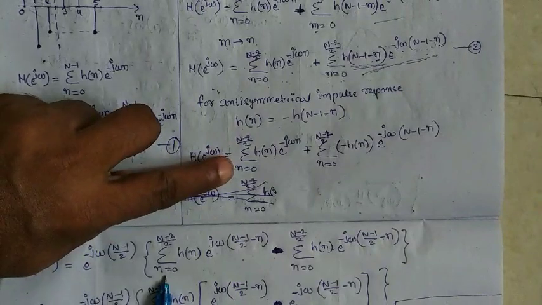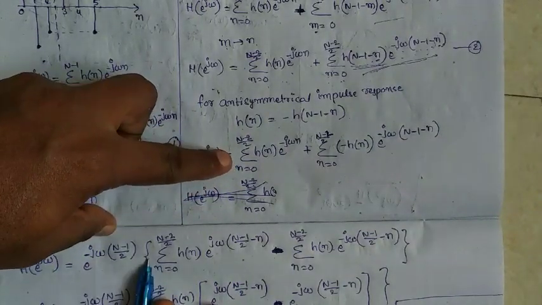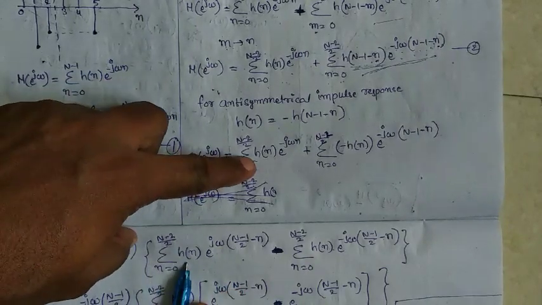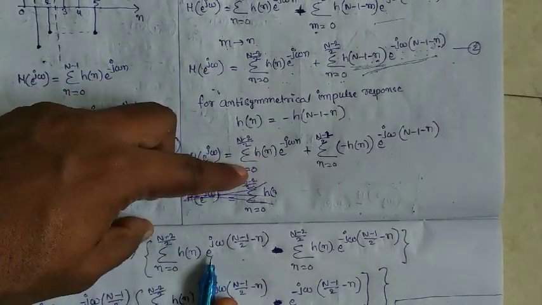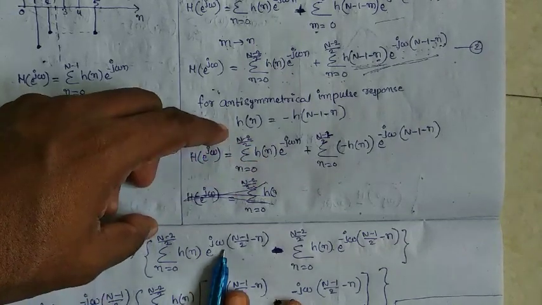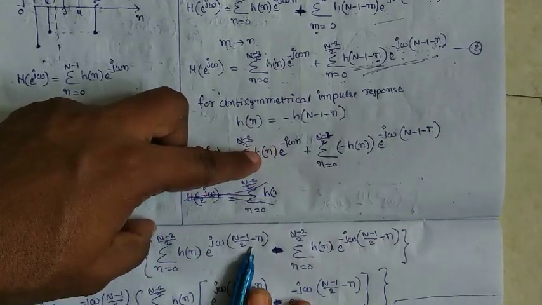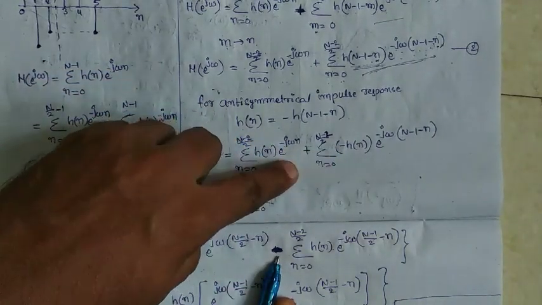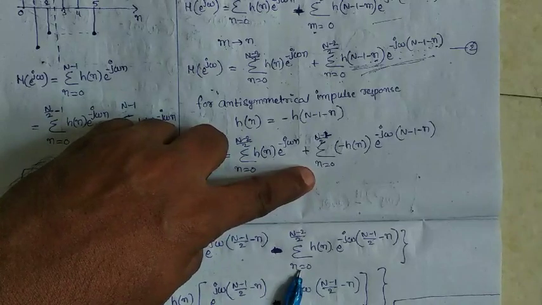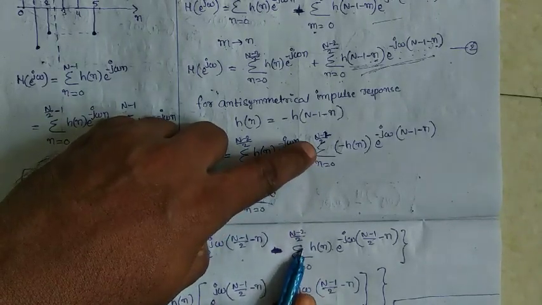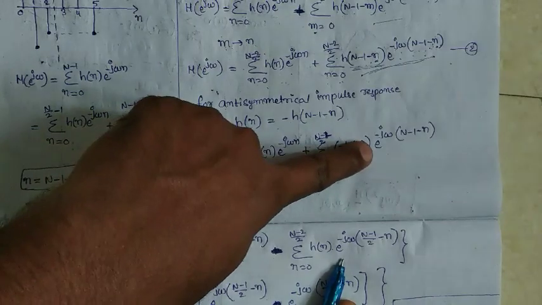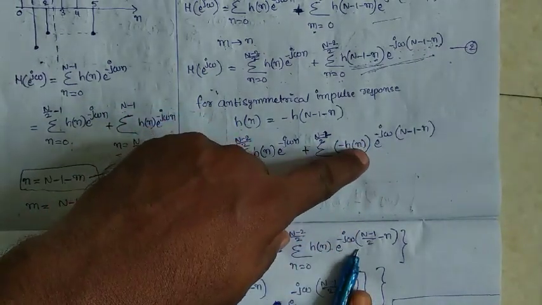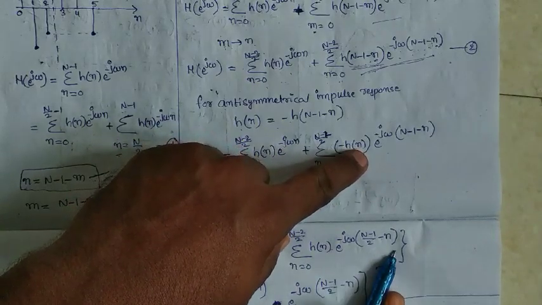The remaining term in the first summation is what? This one into summation n is equal to 0 to (N minus 2) by 2 of h of n. In the first term the remaining term is e power j omega of ((N minus 1) by 2 minus n), plus into minus, it is minus summation n is equal to 0 to (N minus 2) by 2 of h of n e power minus, the remaining term here being e power minus j omega of ((N minus 1) by 2 minus n).